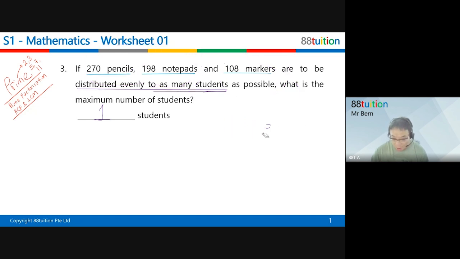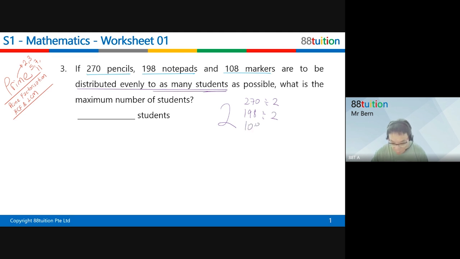Or maybe I say that the maximum number of students is only 2. Me and Brian, because Brian just came in. So me and Brian. Can 270 be split among me and Brian? Can. Can 198 be split among me and Brian?